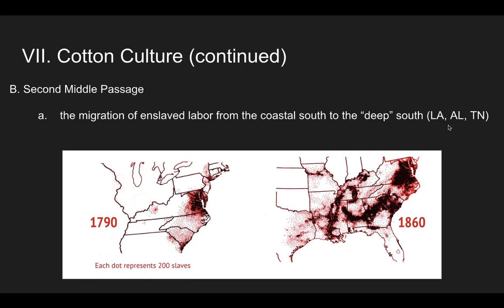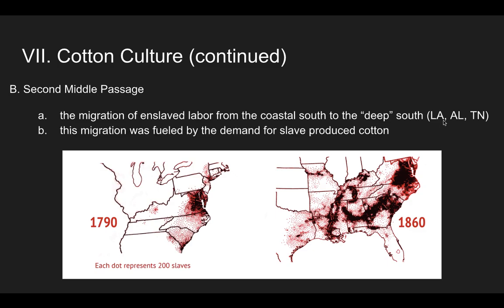So enslaved labor is moving. And this migration was fueled by a demand for slave-produced cotton. So here in 1790, and you can see each dot represents 200 enslaved people. You can see the dots. So most enslaved labor is right around Virginia, and they're picking tobacco or rice. This might be a rice crop in South Carolina. So rice, indigo, and tobacco.